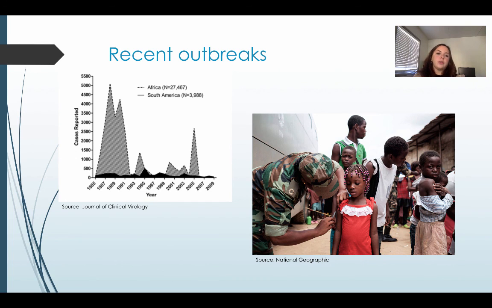This chart on the left shows the recent outbreaks from 1985 to 2009 of yellow fever in Africa and South America. This is the number of cases reported to the World Health Organization. As you can see, there were many more reported from Africa than in South America. But again, documenting these cases can be very difficult, and the estimates are very rough sometimes because of the difficulty of the diagnosis. And on the right, we have a photo of an Angolan military member who is administering a vaccine against yellow fever to a child. This was following the recent outbreak that occurred in Angola in June of this year.